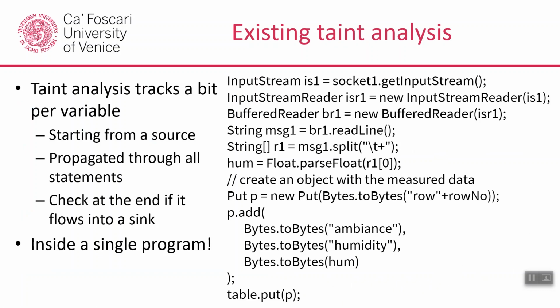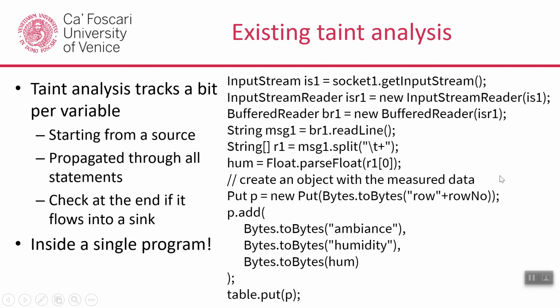What is around with existing taint analysis by now? The idea is that when we run a taint analysis, we just track one bit per variable, a Boolean flag, because we want to track, for each variable, whether it might contain tainted data, so data coming from a source, propagate it through the whole program, and then check if it might flow into a sink. Of course, the existing taint analysis engines reason about a single program.